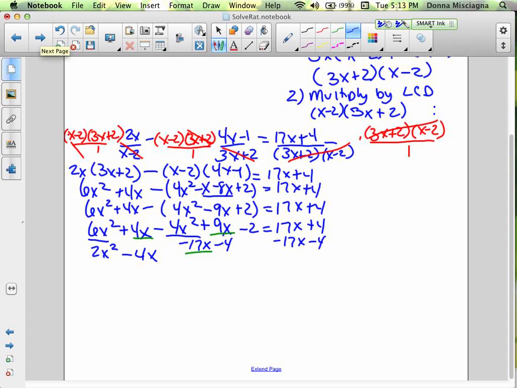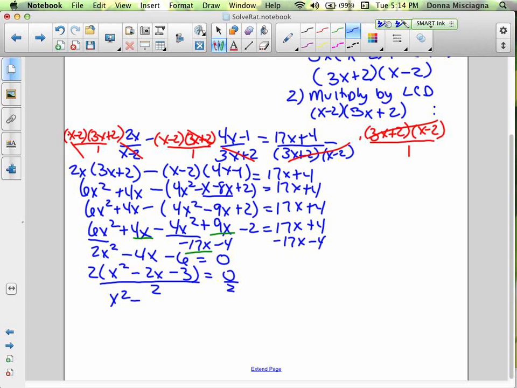And then we have, who's left? We have the negative 2 and the negative 4. That's negative 6. And we combined all of our like terms, right? Equals 0. And you know, we could reduce, right? Because if I factor out a 2, I have x squared minus 2x minus 3 equals 0. So we could divide both sides by 2 for something easier to solve.